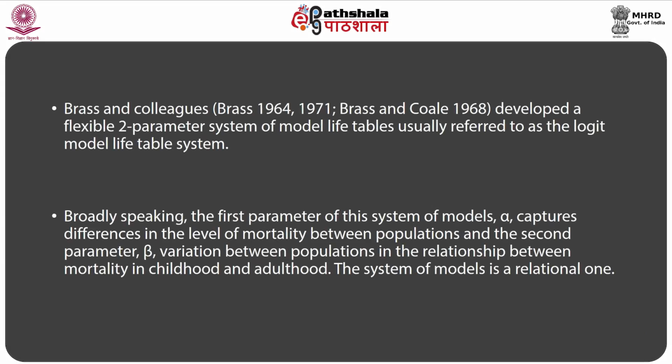Brass and colleagues, Brass 1964, 1971, Brass and Cole 1968, developed a flexible two-parameter system of model life tables usually referred to as the Logit model life table system. Broadly speaking, the first parameter of this system of models, alpha, captures differences in the level of mortality between populations, and the second parameter, beta, variation between the populations in the relationship between mortality in childhood and adulthood. The system of models is relation 1.